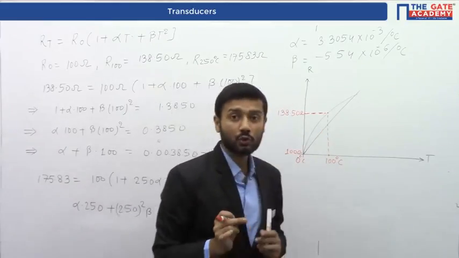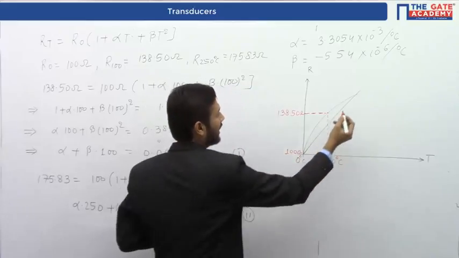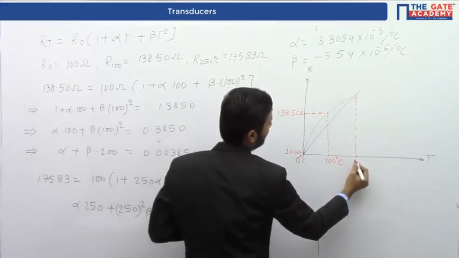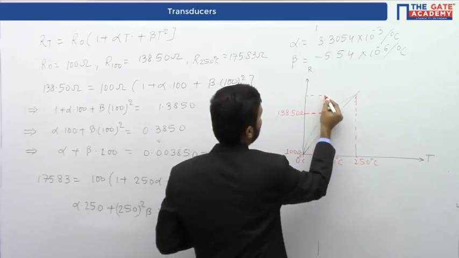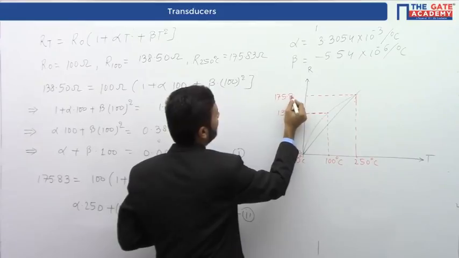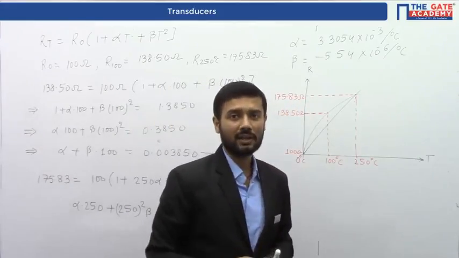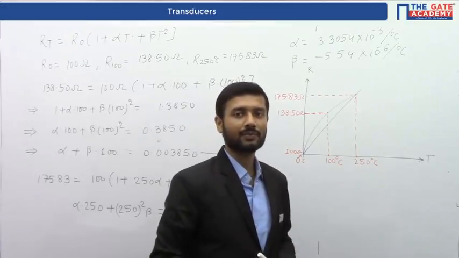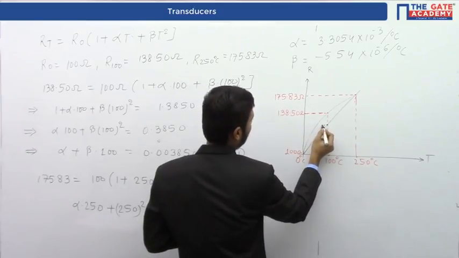At t equals 250 degree C, the resistance is given as 175.83 ohm. Now we have to find the value of actual resistance at t equals 100 degree C. So we have to find this value.